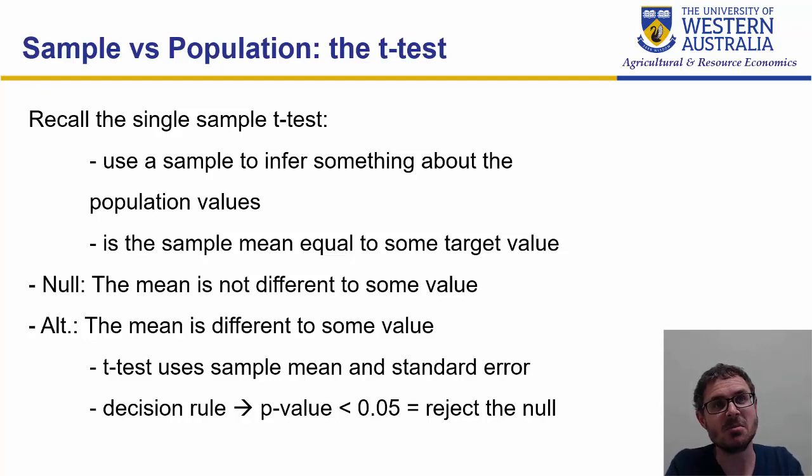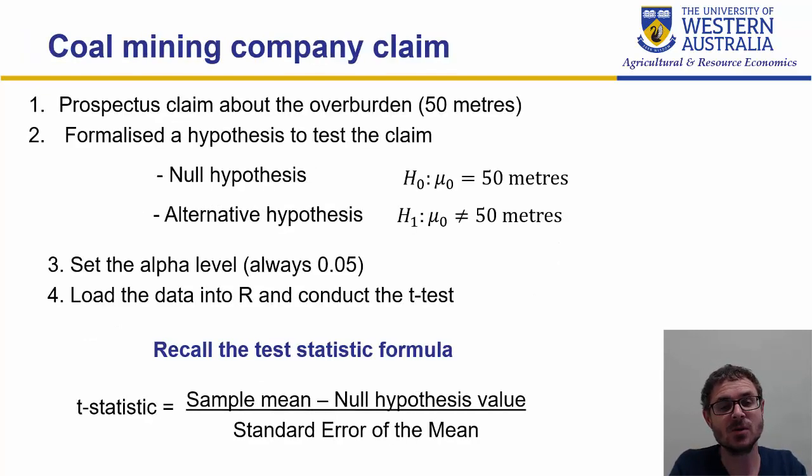The null, the mean is not different to something. The alternate, the mean is different to something. T-test, what did we have? We had the sample mean and we had the standard error of the mean. The decision rule, p-value less than 0.05. What did we do? The example I had was a coal company. We were looking at how much dirt we had to move to get to the coal. So we had the null, the mean is equal to 50. The alternate, the mean is not equal to 50.